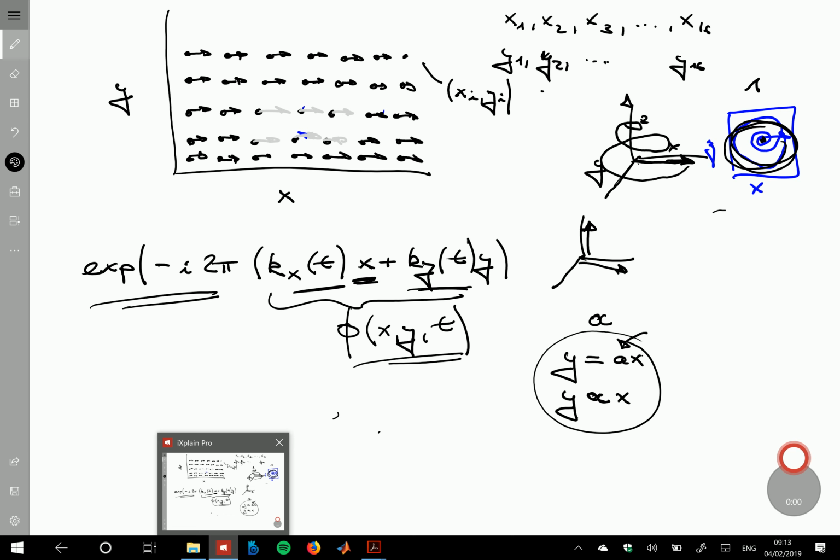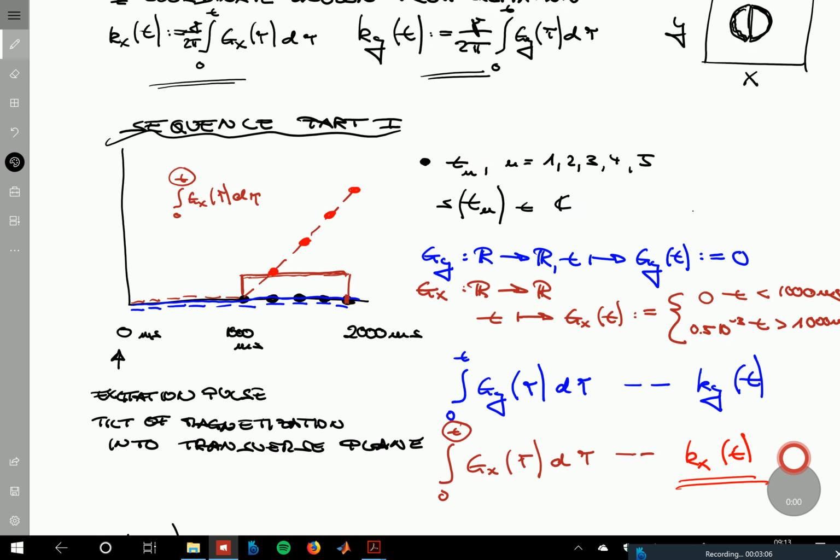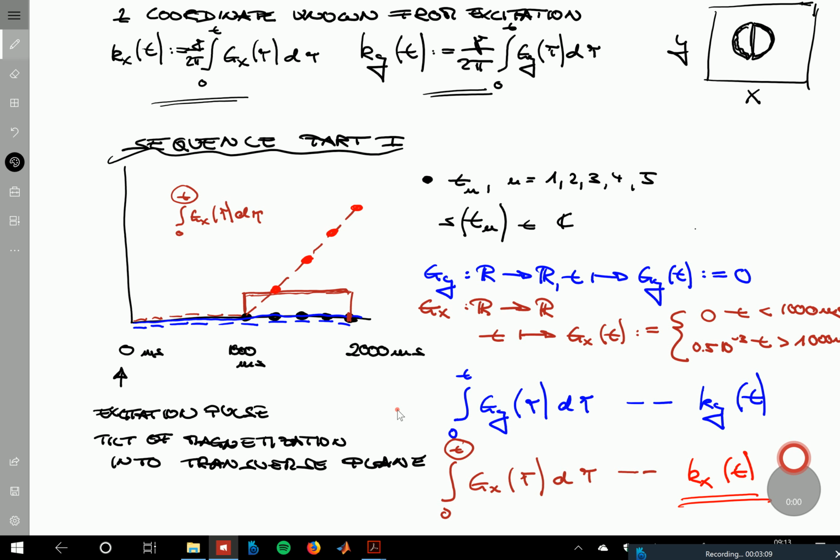Good. So that was now what's happening if the y gradient is never turned on, and then the x gradient is turned on during signal acquisition. This x gradient is then sometimes also called readout gradient, and the whole thing is called frequency encoding or phase encoding. I think none of these terms are helpful.